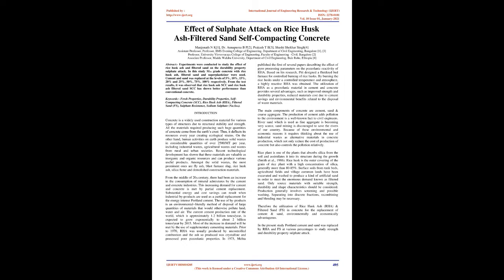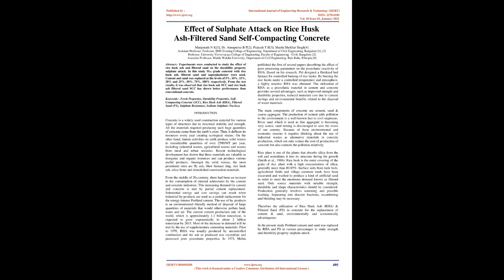In this study, M70 grade concrete with rice husk ash, filtered sand, and superplasticizer were used. Cement and sand were replaced at the levels of 5%, 10%, 15%, 20%, and 25%, and 50%, 75%, 100% respectively. From the test results, it was observed that rice husk ash SCC and rice husk ash filtered sand SCC have shown better performance than conventional concrete.